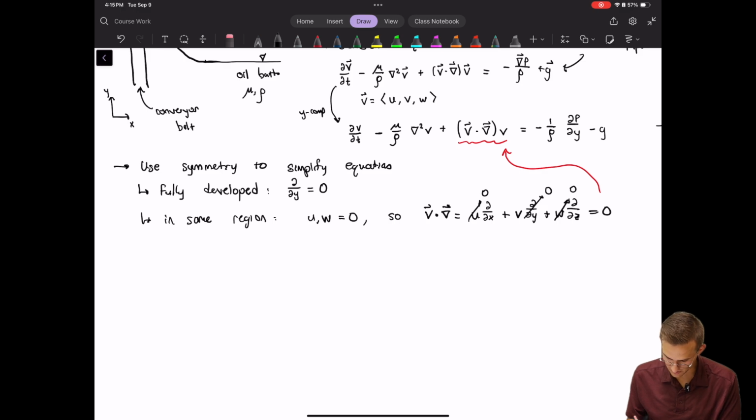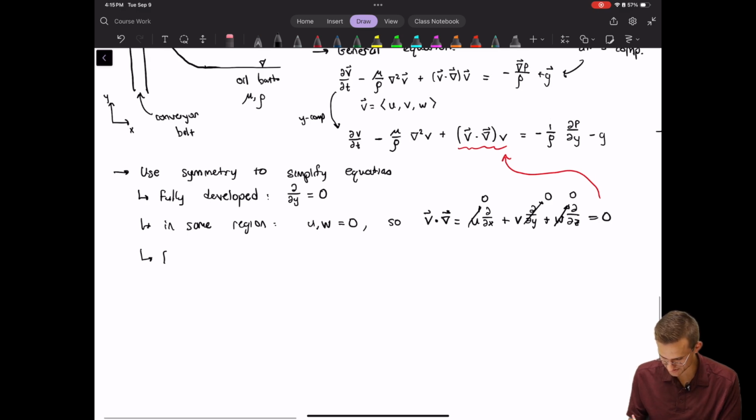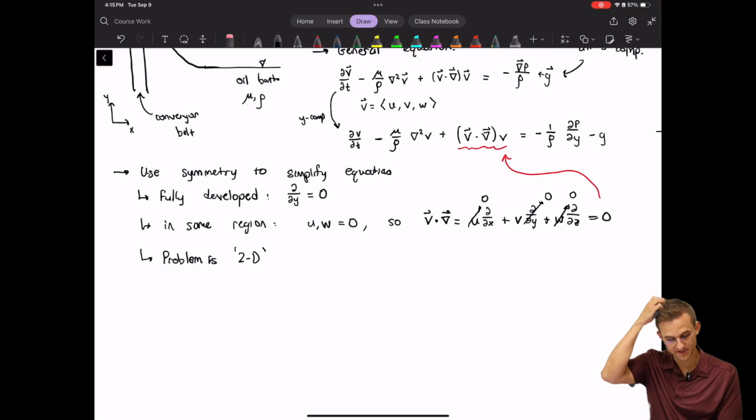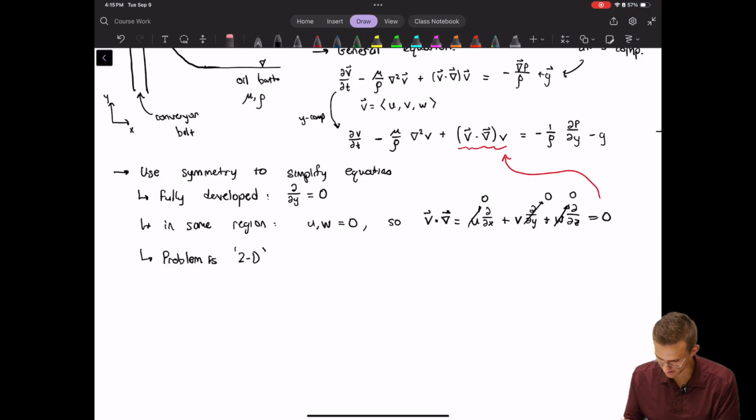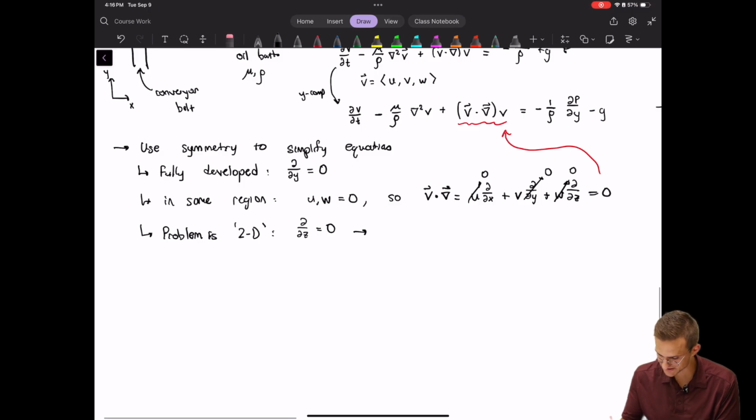Okay, and then since the problem is 2D, what we mean by that is that we're assuming that everything's sort of infinite in and out of the page. That means that nothing is changing in the direction out of the page. So d by dz is equal to 0. So because of that, if we look at the Laplacian of v, where we have d squared v dx squared plus d squared v dy squared plus d squared v dz squared, this term goes to 0.